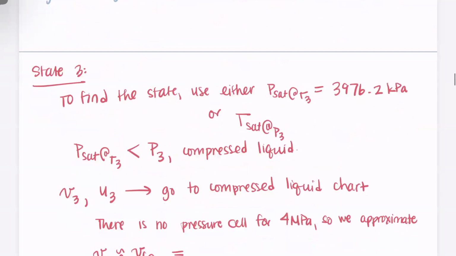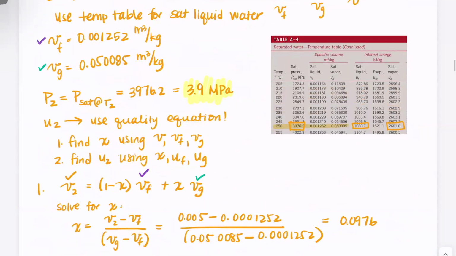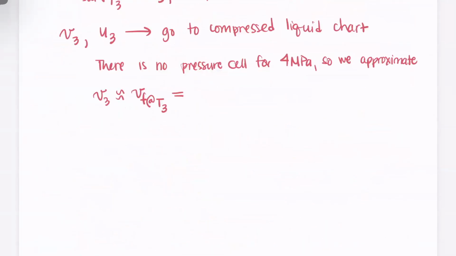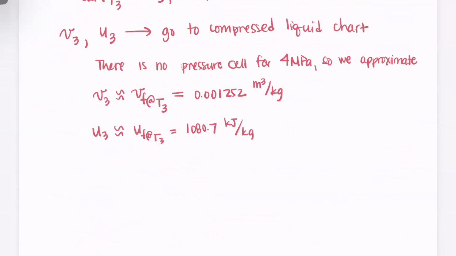Okay, so VF at 250 is already up here. So we have this guy, right? And then we're also going to do the same thing for our U value. All right, so we're going to grab those two values. So we have that V3 is 0.001252, and this is meters cubed per kilogram. And then U3 is also UF at T3. So that is 1080.7 kilojoules per kilogram.